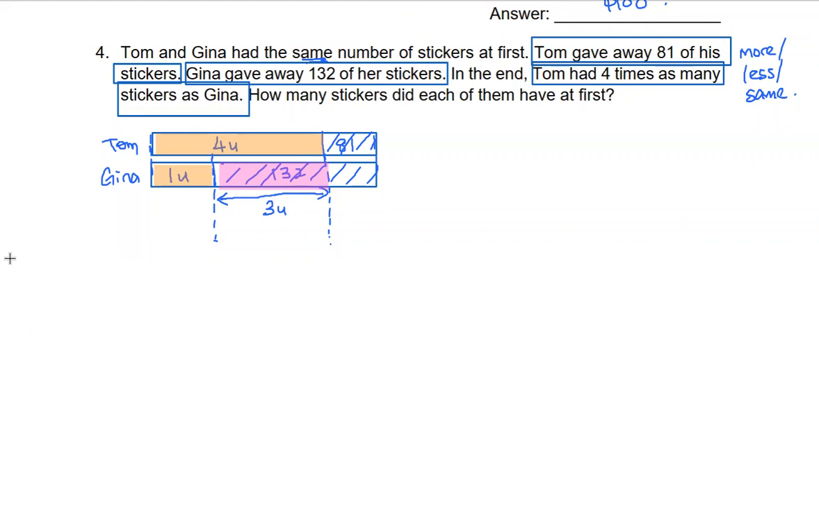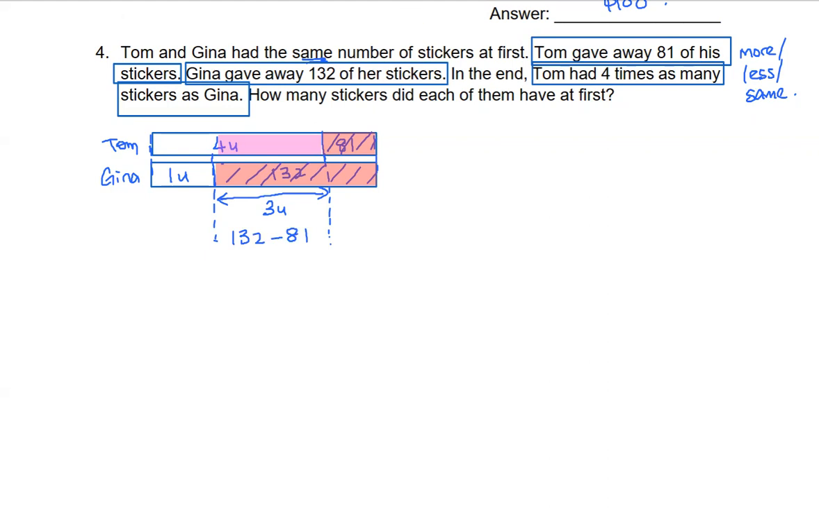Now, the next thing we want to see is to look at the numbers. Okay, let me choose a different color. So the next thing I see, if I know this is 132, and I know this is 81, do I know what is the same part, the middle part? Yeah, the middle part, isn't it 132 take away 81?